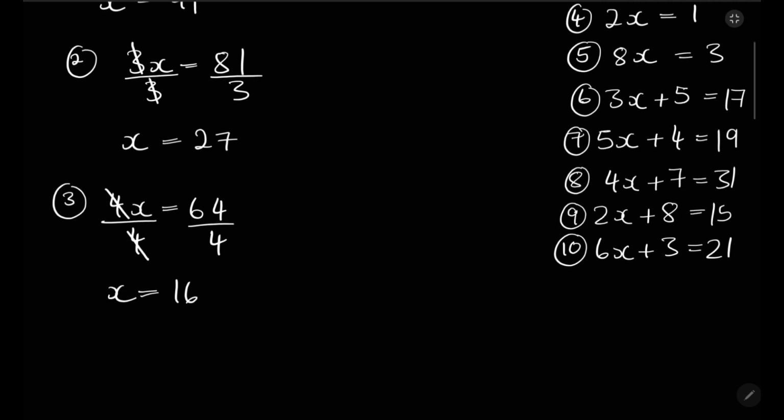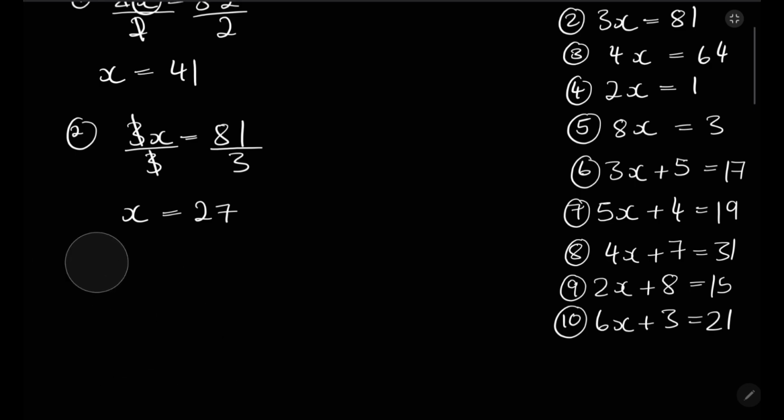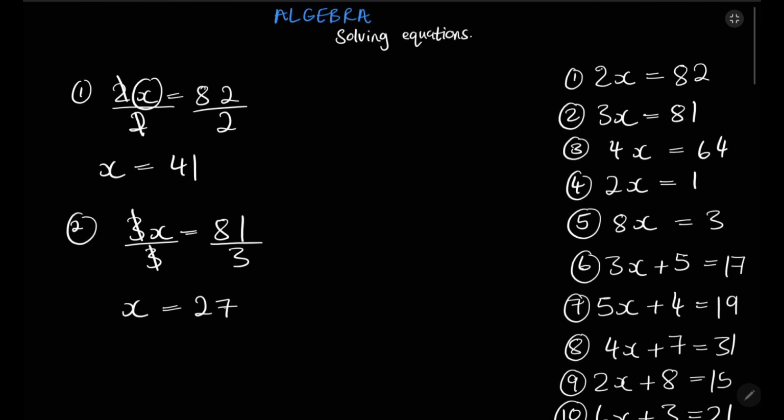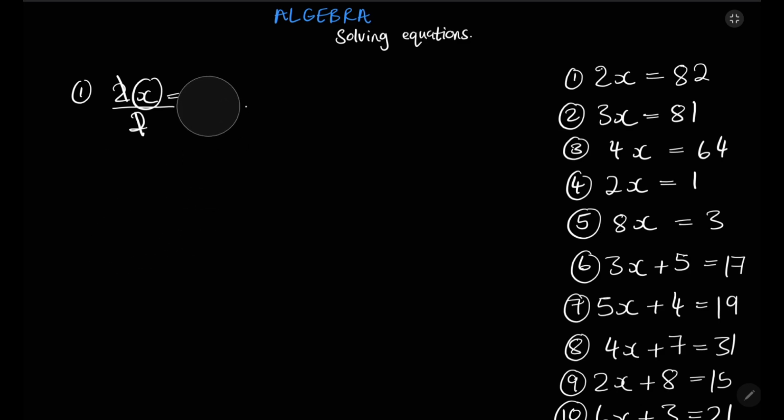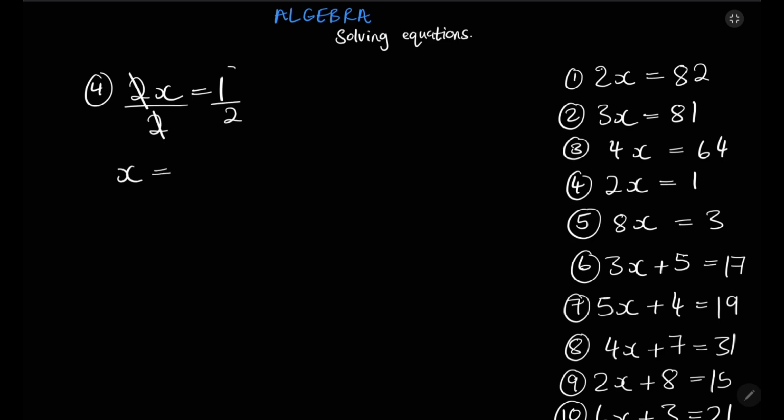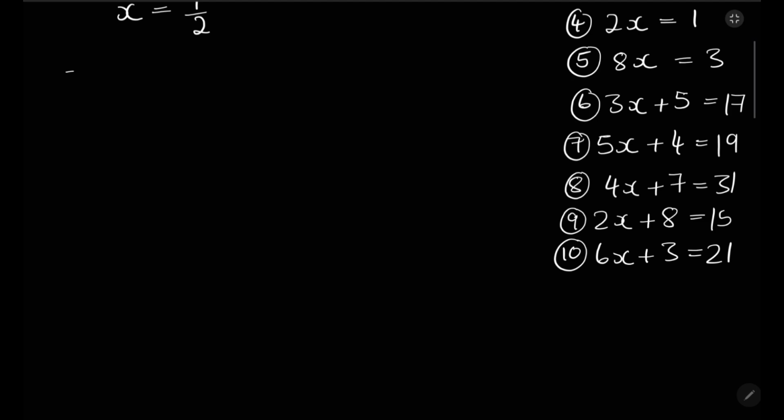Now let's try the fourth example. Example 4, we can write it on top. Let me erase this. Number 4, 2x is equal to 1. We divide both sides by 2. This is 2x divided by 2 and 1 divided by 2. This cancels with that. Therefore, x is equal to 1 divided by 2, which is 1 over 2. It's a half.